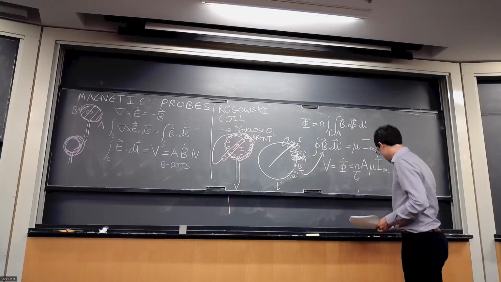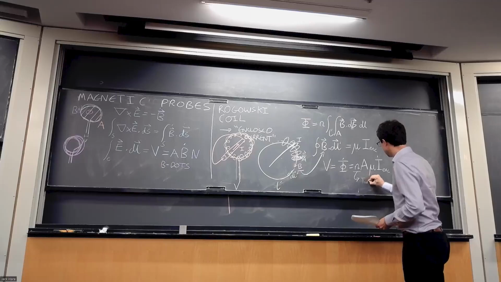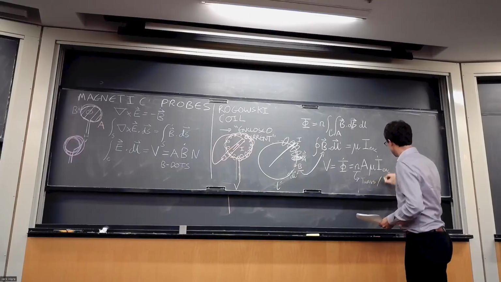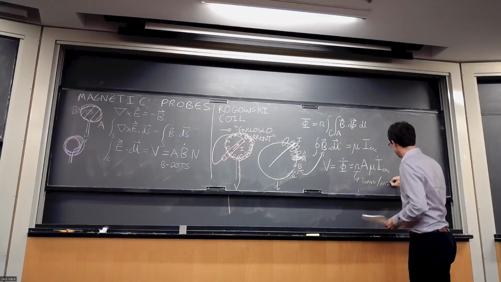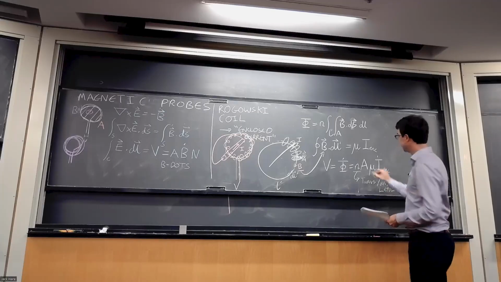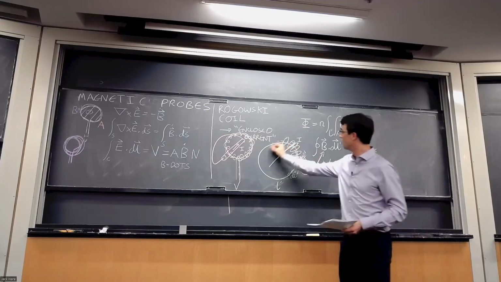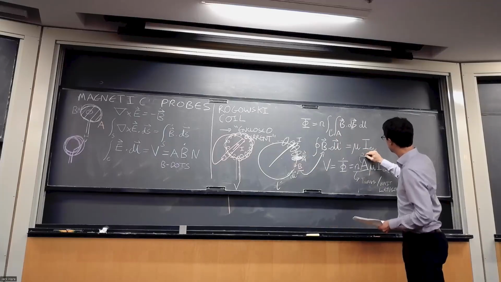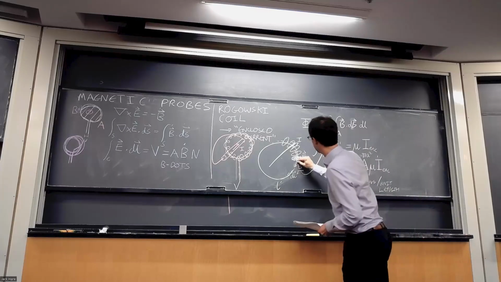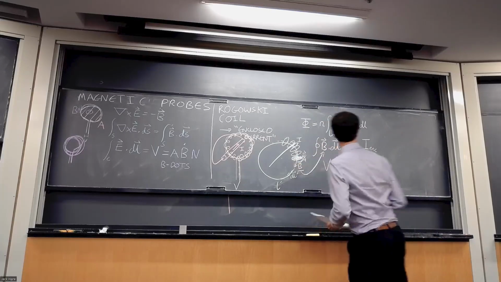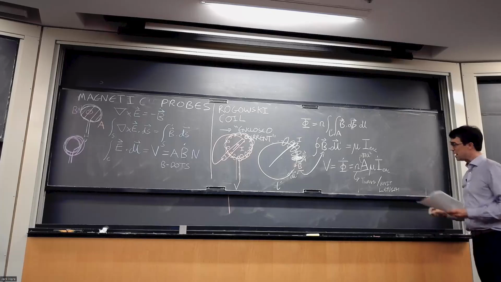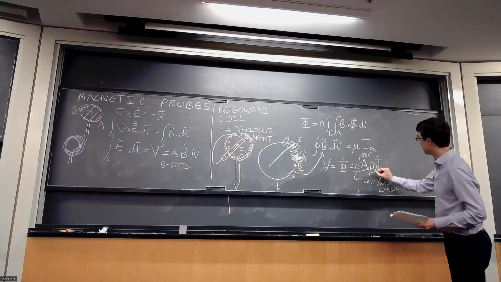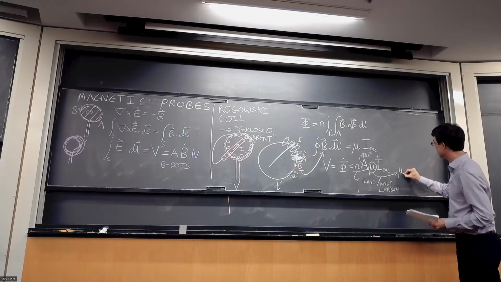So this is turns per unit length. This is not the area of the whole thing, it's the area of one of these little terms here. So this could be, for example, pi a squared if the radius of one of these little loops is a, like that. And the only reason I wrote this as mu as opposed to mu naught is because it's really mu naught mu r.